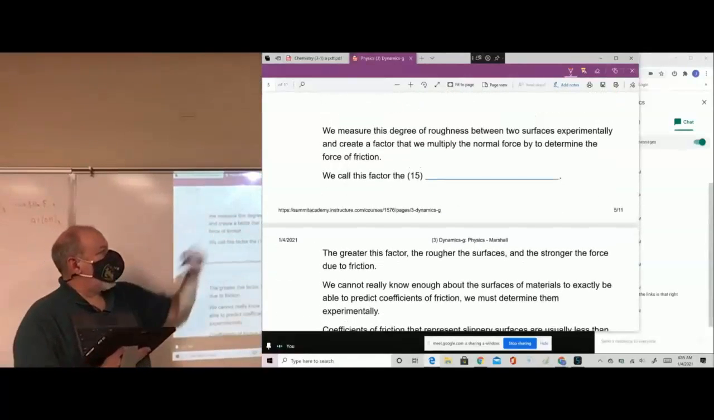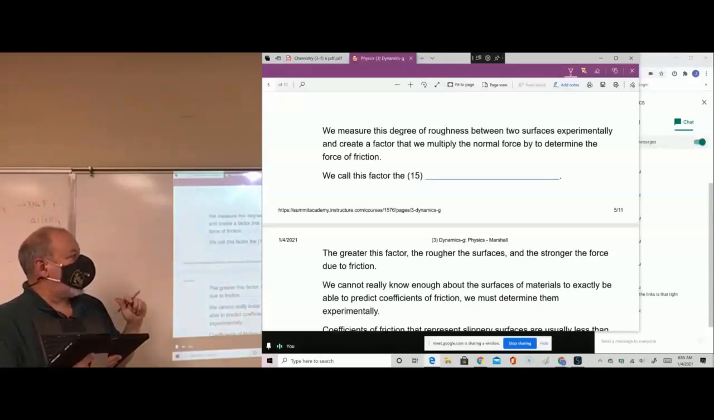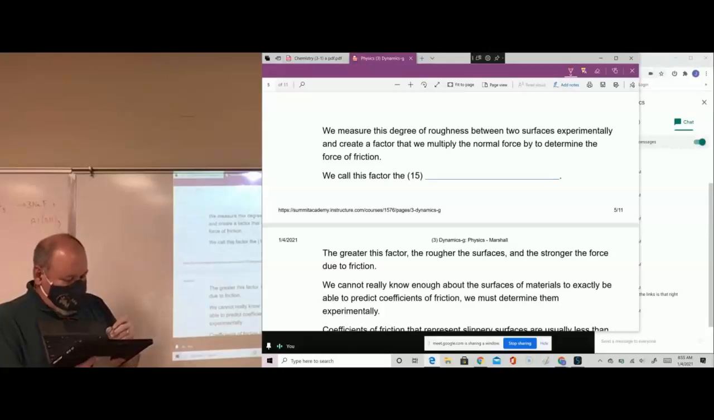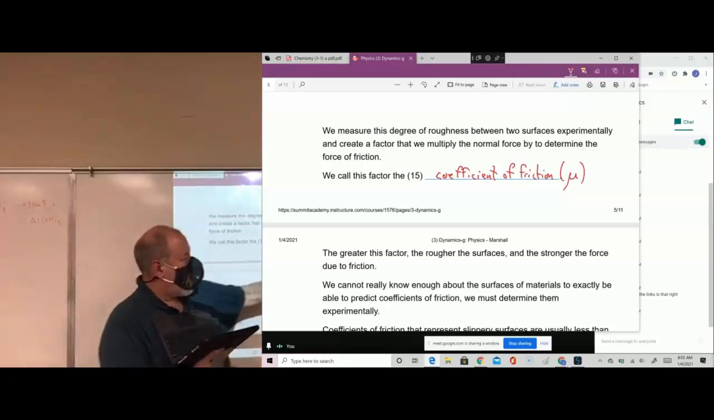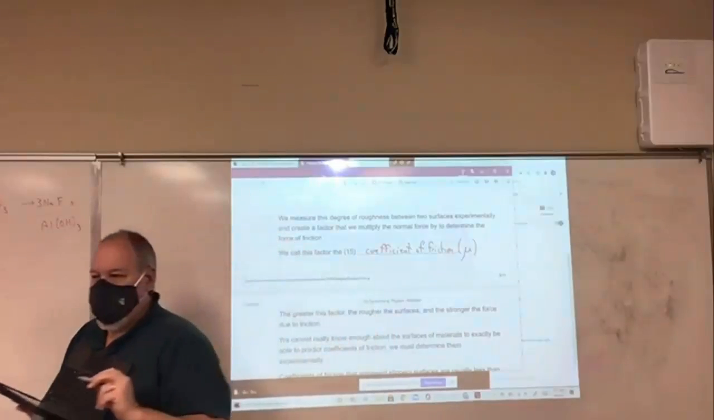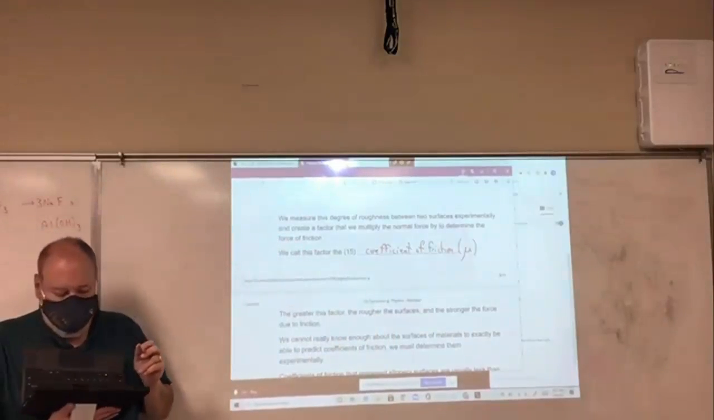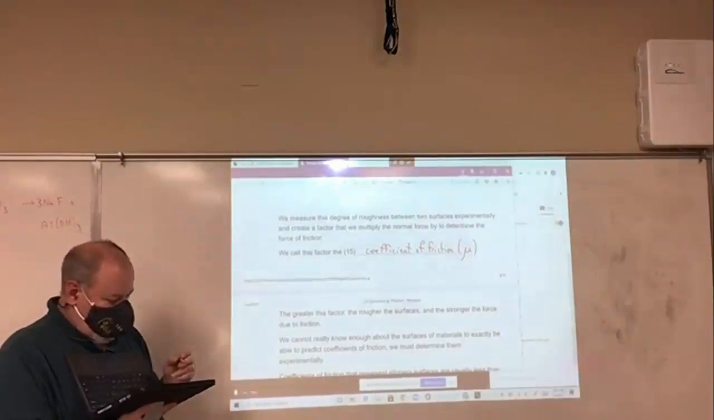And we measure the degree of roughness between two surfaces experimentally and create a factor that we multiply the normal force by to determine the force of friction. And we call this the coefficient of friction. And we're going to abbreviate this with the Greek letter mu. Okay, it looks kind of like a U, but if you look at it, it also kind of looks like an M, doesn't it? It's the Greek letter mu. The correct pronunciation is mu.